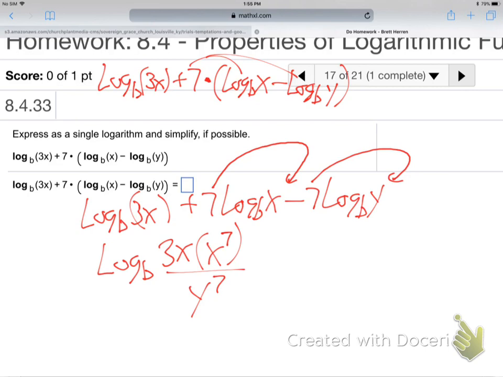Right? The first two logs are added, so that's numerator, multiplied in the top. The y log is subtracted, so that's denominator. Remember, subtraction is denominator, adding is numerator. Adding is multiply, which means numerator. That's property number 1. And last step. What is 3x times x to the 7th? 3x to the 8th, huh? The 1 power and 7 power add, over y to the 7th.